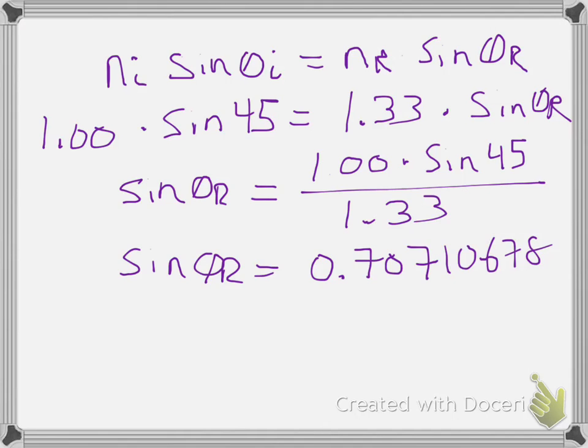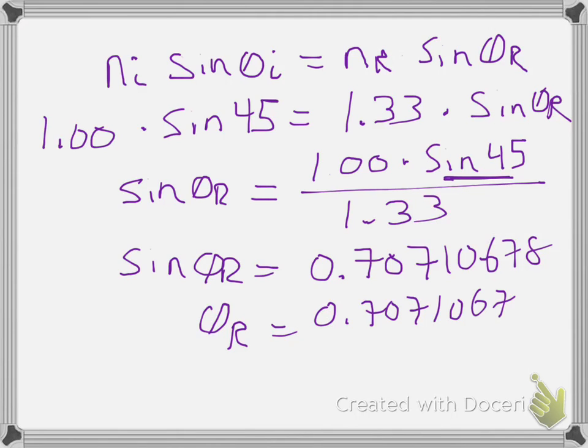Again, I'm taking the sines. Remember that from your calculations. Put in your calculator the sine of 45, it's going to give you a decimal, and then you multiply that by 1, and then you divide that by 1.33, which is the index of refraction for your refracted ray side. When you get to this point, this is really 0.70710678 divided by the sine.